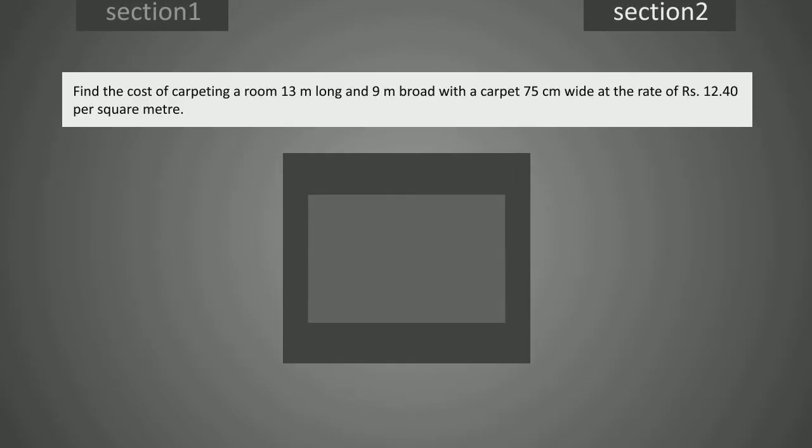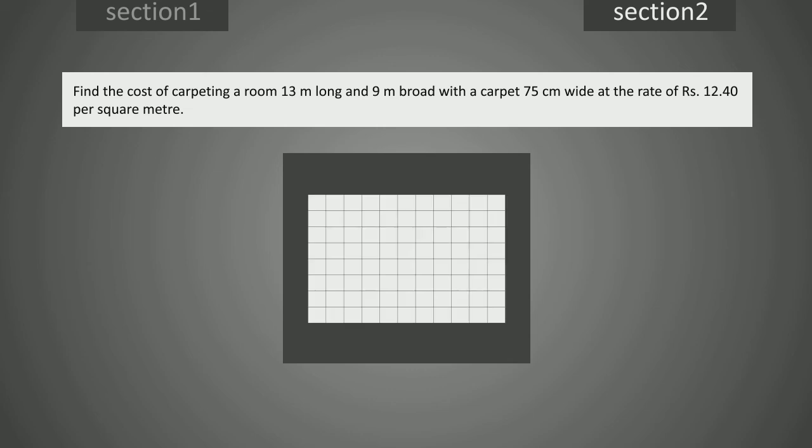Find the cost of carpeting a room 13 meters long and 9 meters broad, with a carpet 35 centimeters wide at the rate of rupees 12.4 per square meter. Okay, we got a room with length 13 meters and width 9 meters, and he mentions that there is a carpet of 75 centimeters width, which has to cover the whole area of the room.